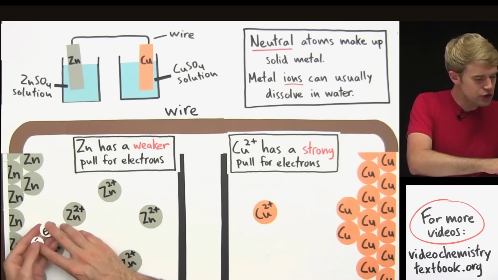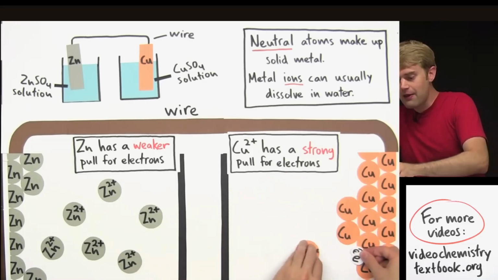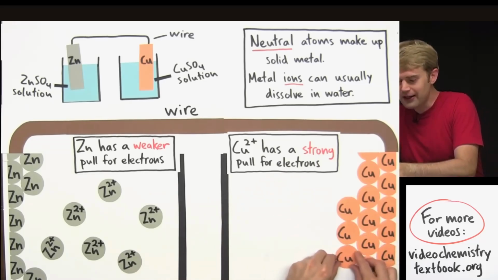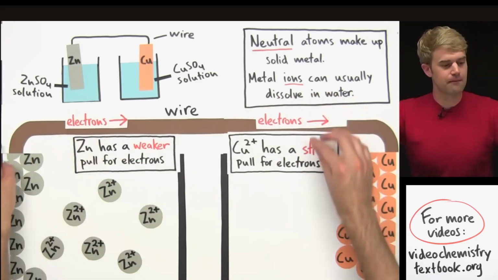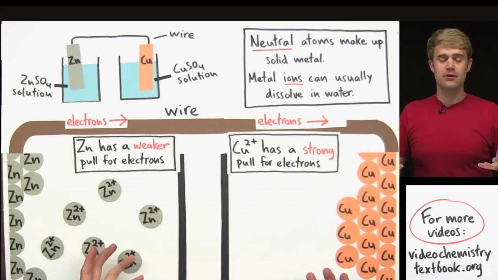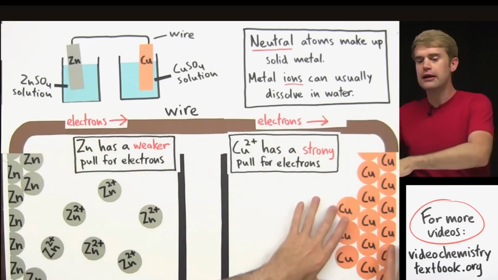Zinc loses these 2 electrons. They move through the wire, creating electricity. They come over here, and they join up with the Cu2+, turning it into neutral copper. We have these electrons moving through the wire here, creating electricity. So that is how we get electricity, from these electrons moving from the zinc over here into the copper.